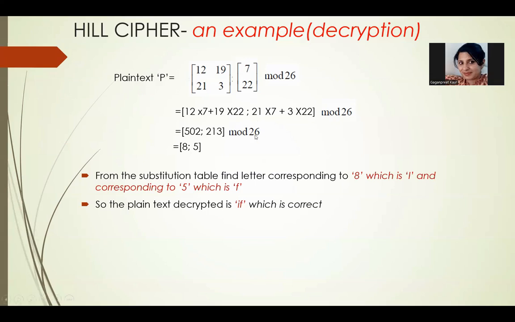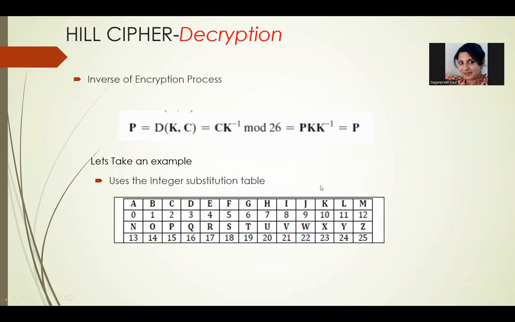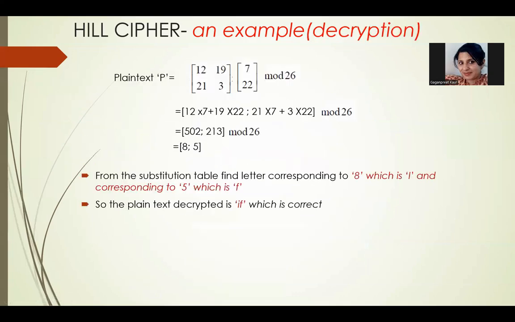When I take the mod 26 of that, the values I get as remainders are 8 and 5. Now if we go to the substitution table, corresponding to 8, the character is I, and corresponding to 5, the character is F. So my plain text is IF, which is very correct because we had originally encoded the IF to HW. Okay, so this is the Hill cipher.